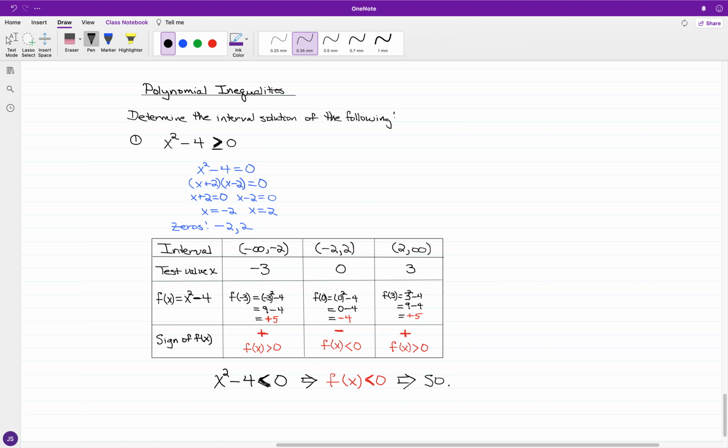Now for your solution, where f of x is less than 0, you're looking at the interval section in the top row, and where f of x is less than 0, we have between negative and positive 2. Now, if the statement had been x squared minus 4 is less than or equal to 0, this would be where f of x is going to be less than or equal to 0. I'm using a little bit of color coding since I had the zeros from the top before setting up the table.